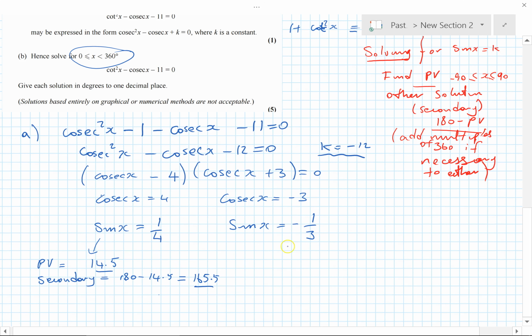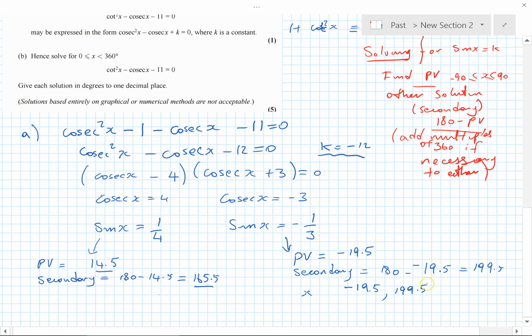Okay, this one, principal value, is equal to minus 19.5. Okay, so you say, oh, it's not in our range, so we deal with that. Our secondary is 180 minus that, but don't forget the double minus, obviously. So 180 minus minus 19.5, that's 199.5. So we've got our two solutions here, minus 19.5 and 199.5.